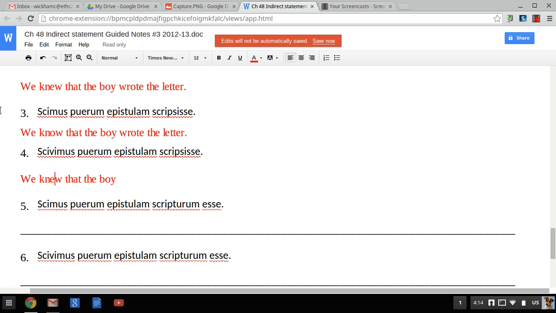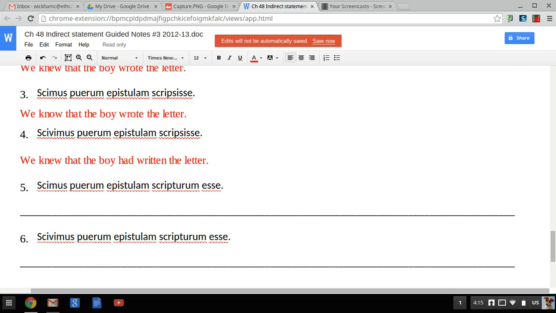Because scivimus is perfect tense, and scripsisse is also perfect tense. So how do we make scripsisse happen before the verb of the head? We knew that the boy, we can't just say wrote the letter, because that's the same time. We knew that the boy wrote the letter would mean we were expecting a present tense infinitive here, and we don't see that. So we're going to have to change scripsisse in its translation to pluperfect. We knew that the boy had written the letter. Do you see how that happened?